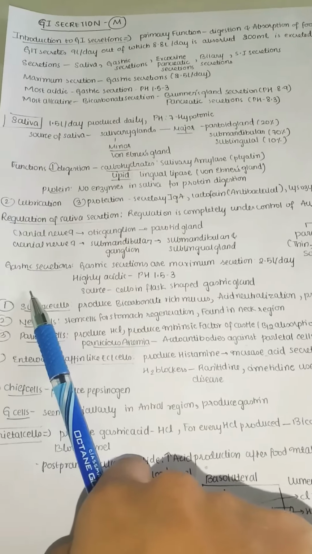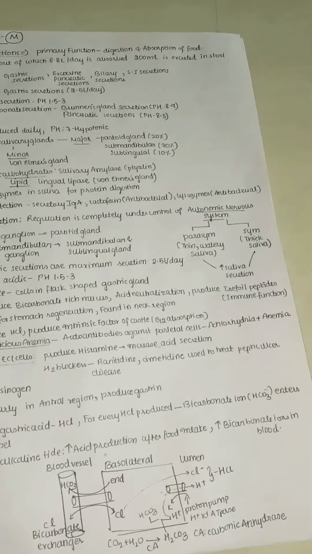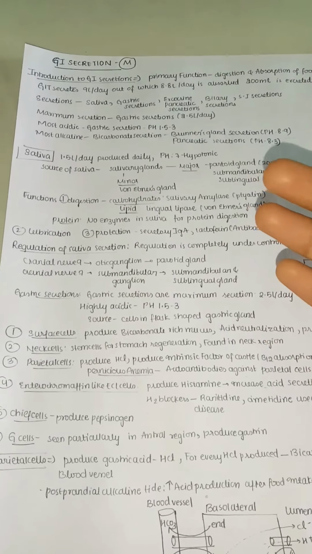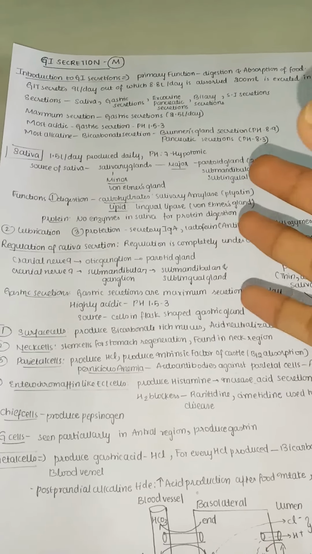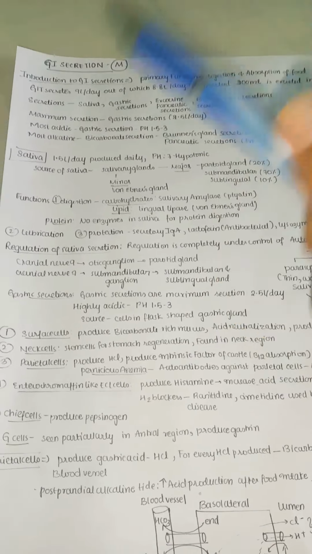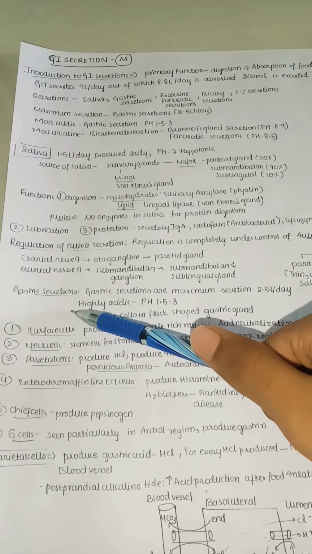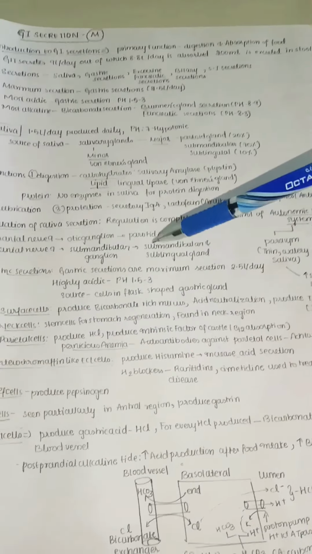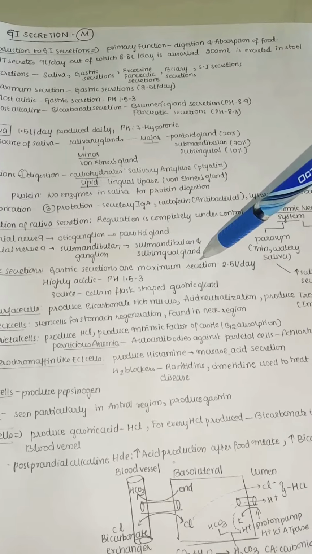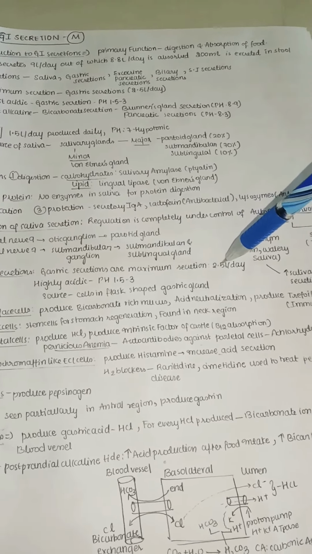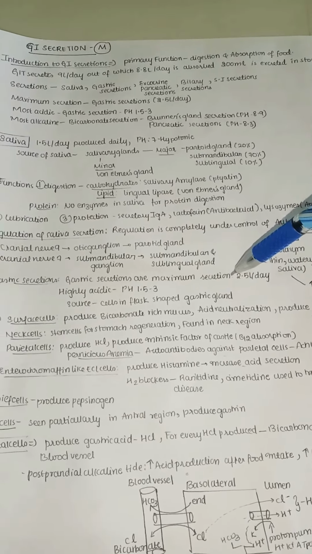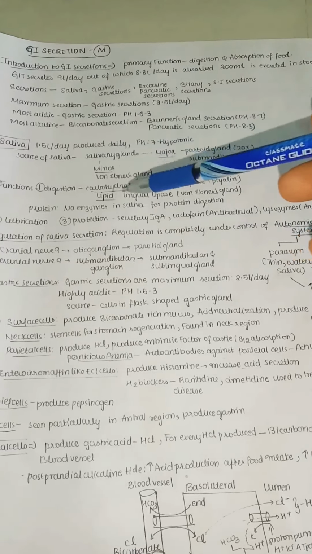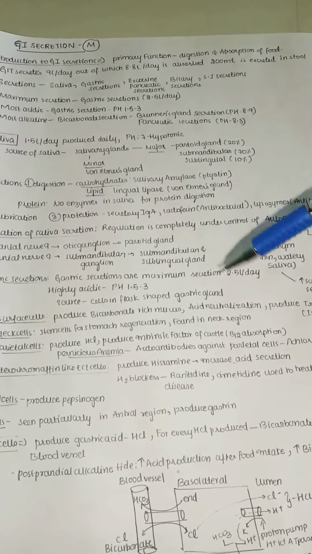Now let us see the gastric. So till now we have completed all our salivary secretions, about saliva. So from the saliva now we will move on to the stomach, which has mainly gastric secretions. So gastric secretions are maximum secretions, about 2.5 liters per day. So remember, saliva is about 1.5 liters per day, whereas gastric secretions are 2.5 liters.